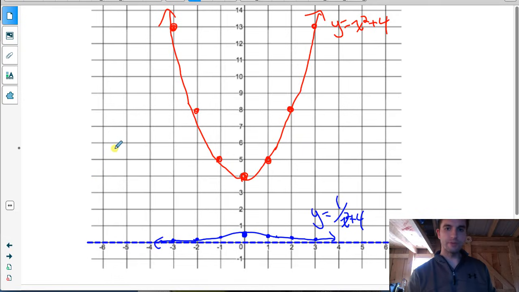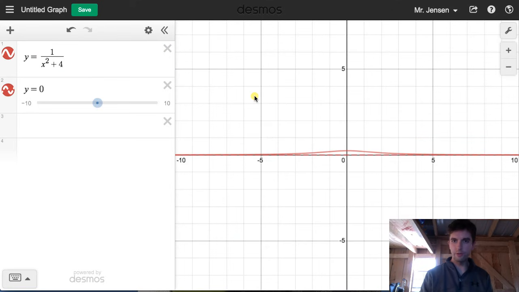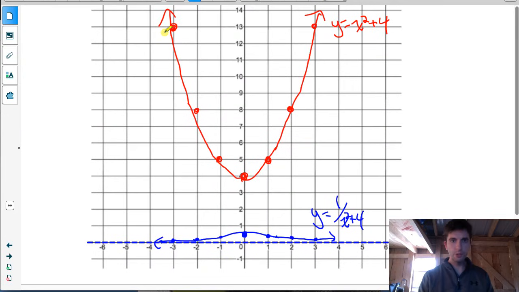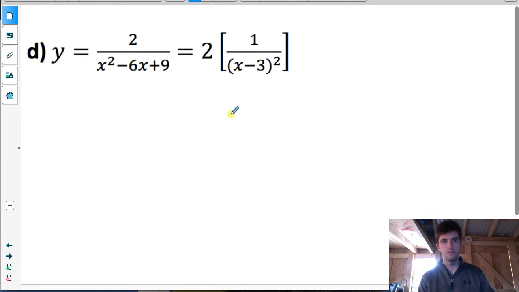Let's check with Desmos to make sure ours looks good. There's the function there, the 1 over x squared plus 4 function. Perfect. Looks exactly like we wanted to. Notice some of these properties again. When this function is decreasing, the reciprocal function is increasing. And when the quadratic is increasing, its reciprocal is decreasing.